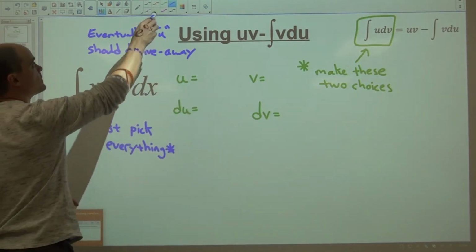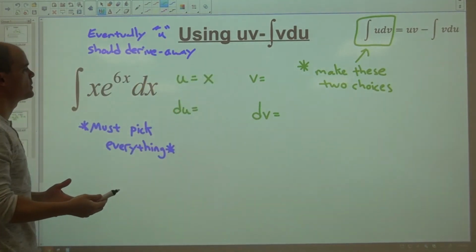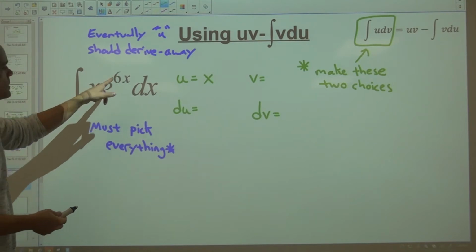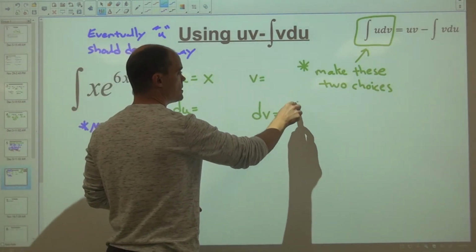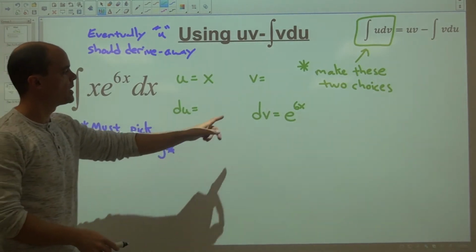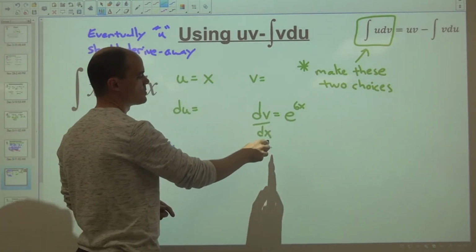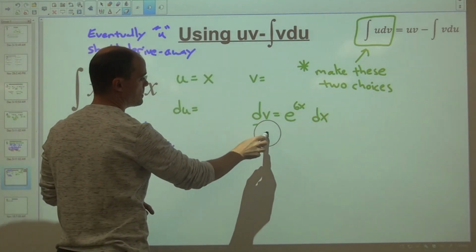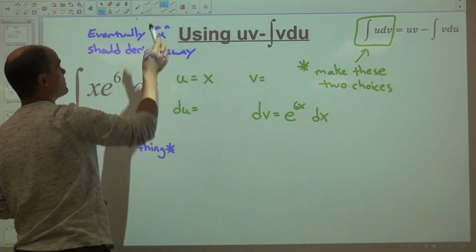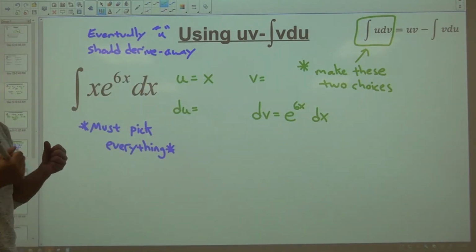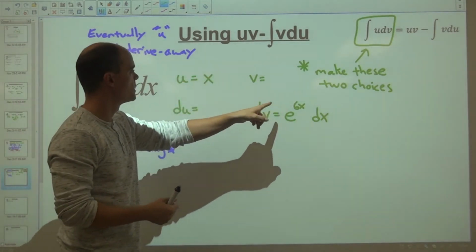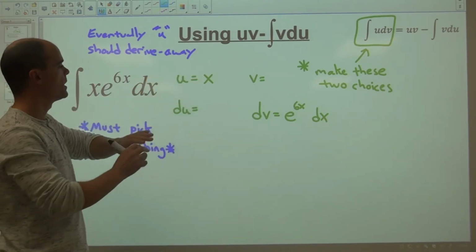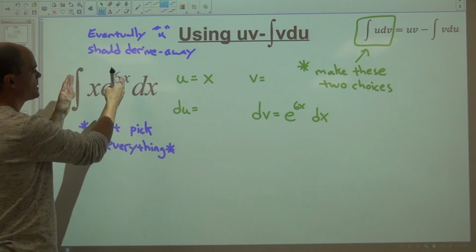Well, the only thing left is x. Since I have to choose everything, and both of those combinations failed for u, that must be u. Which means dv is e to the 6x. Keep in mind, this is in terms of x, so I multiply both sides by dx because I'm in terms of x, not in terms of v. Once you've gotten this far, and you've made these two choices, the derivative of x is 1, the derivative of 1 is 0, okay, I know I've made a good choice for u. Whatever is left must be dv, and I've picked everything.